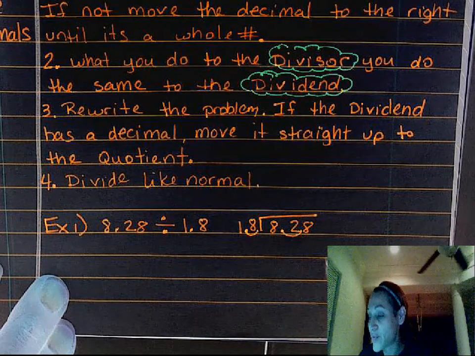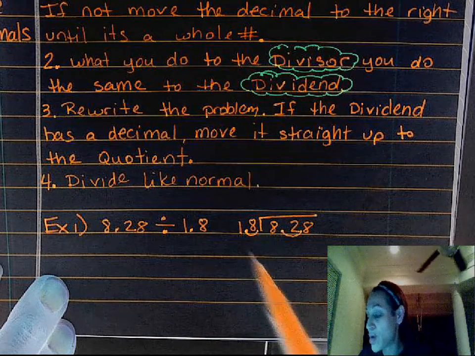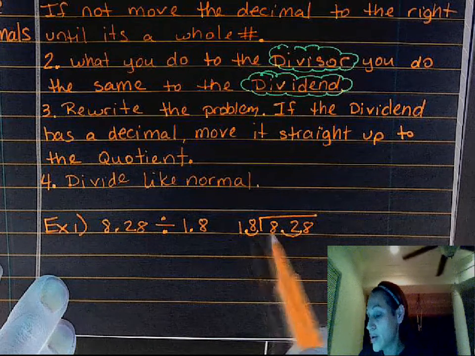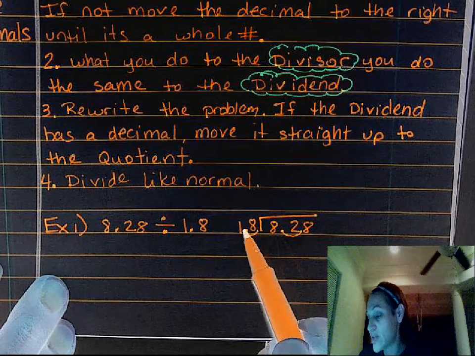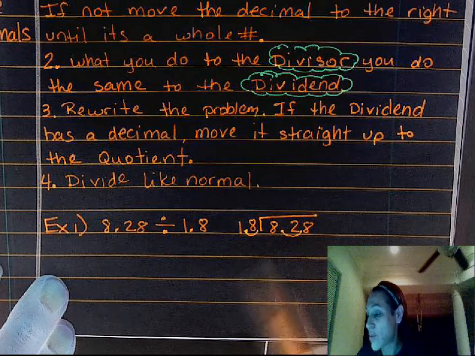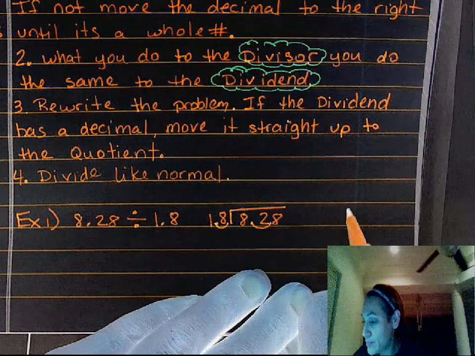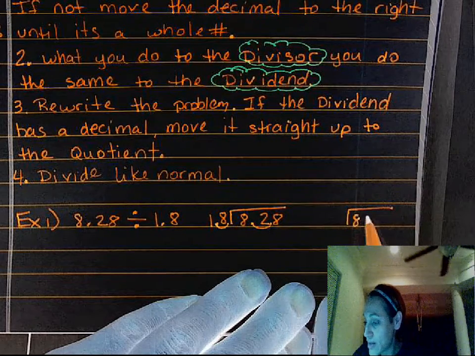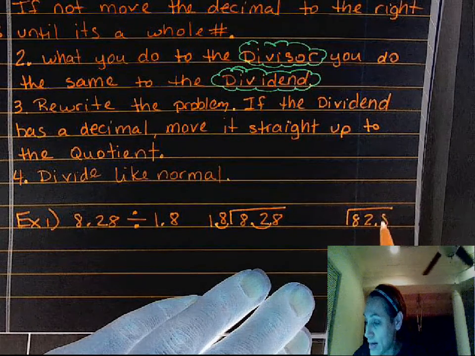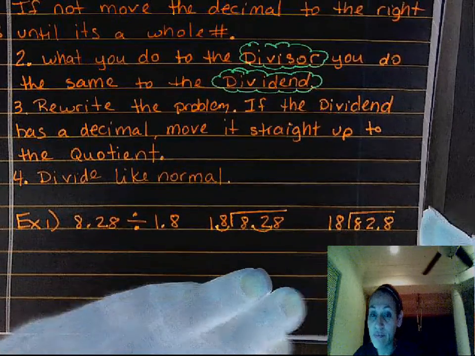So we've done that. Then step 3 says you're going to rewrite the problem, and I like to rewrite it so that it doesn't throw you off with the decimals being in this spot and then over here, because you guys make that careless mistake. So I would rewrite the problem. Now I have 82 and 8/10 divided by 18.